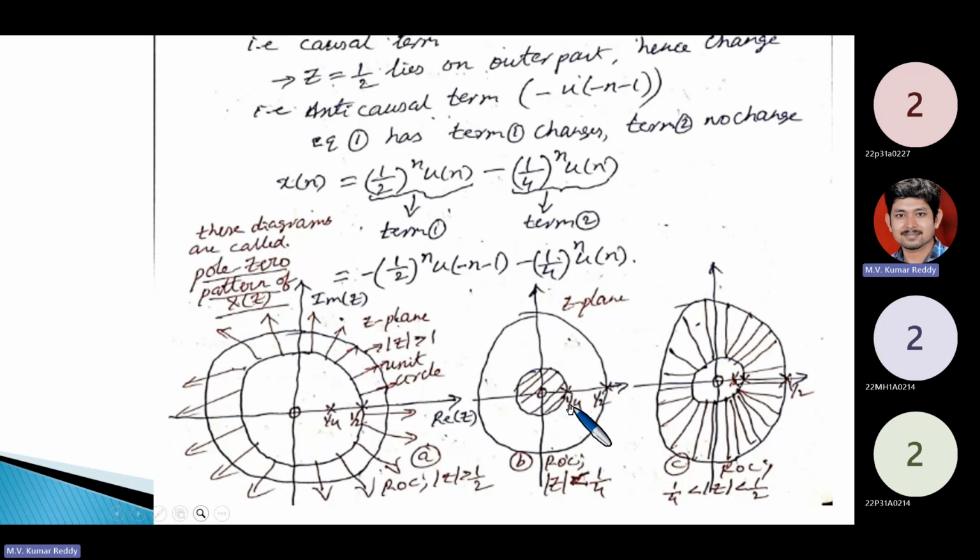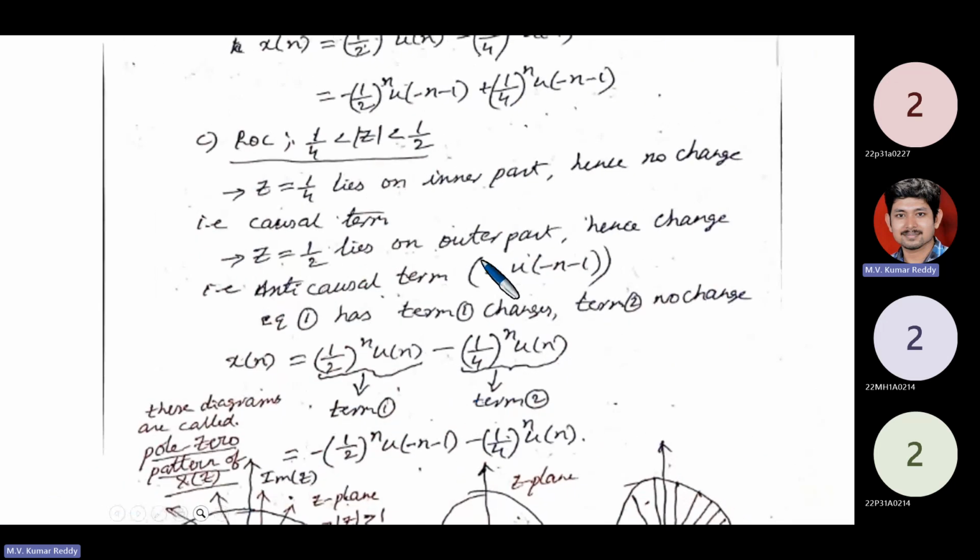So 1/4 and 1/2 are on the right side of the shaded part. Right side means anti-causal. So both terms should be changed. Okay, now both terms should be changed.